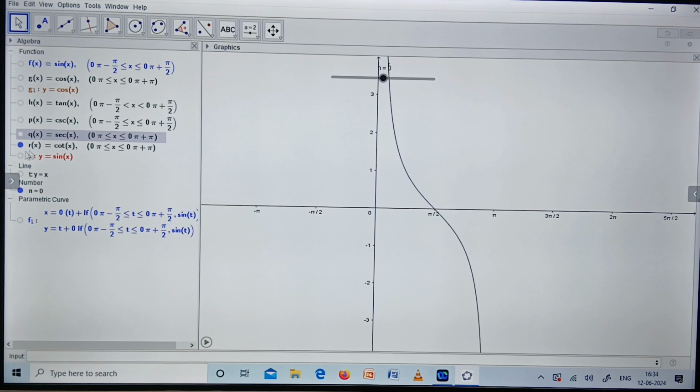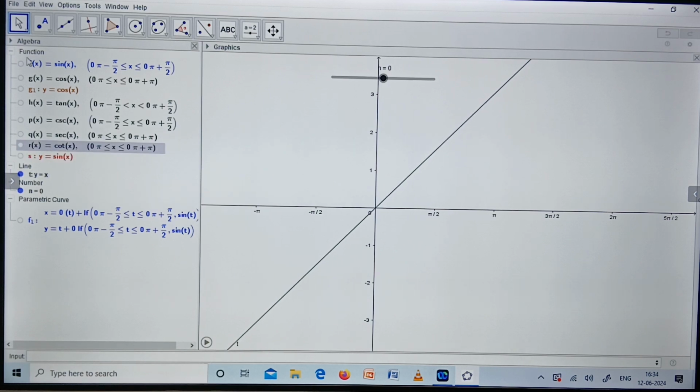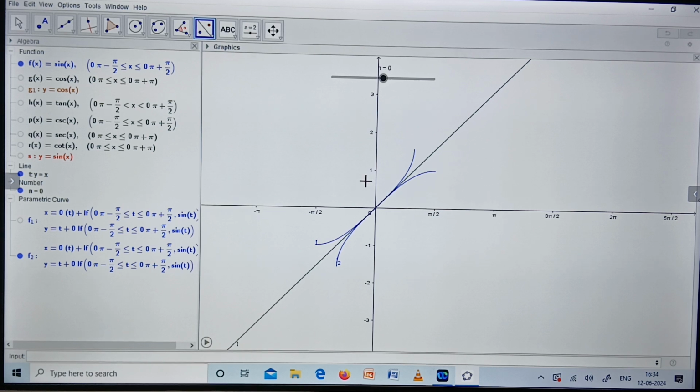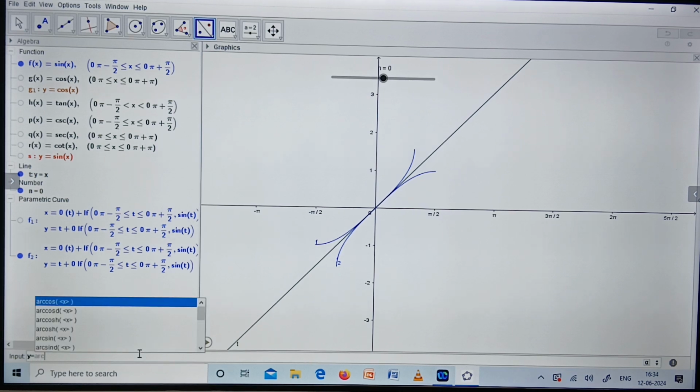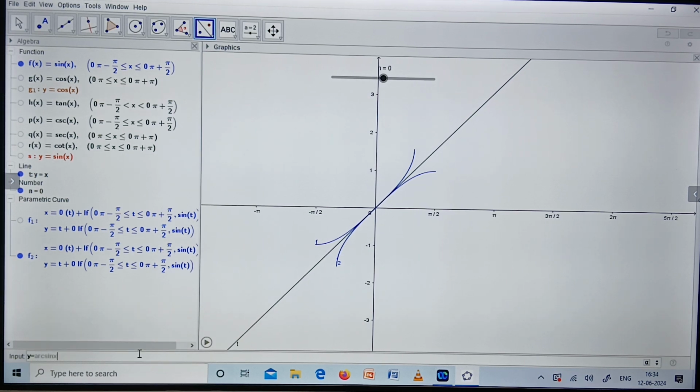Okay, y equal to x is the line. I'll just close all this. Now I have already showed you sine, just you have to reflect it. Okay, see, this is one branch of it. If you want to know the entire sine inverse graph, you have to type y equal to arc sine x. Arc means sine inverse, arc sine x. Just a second. See this?